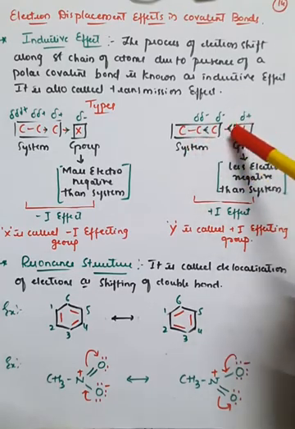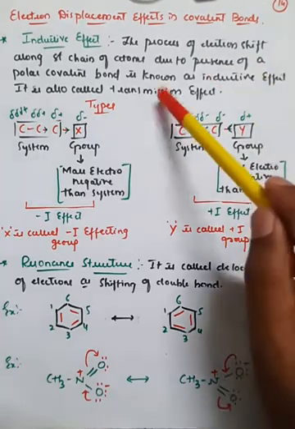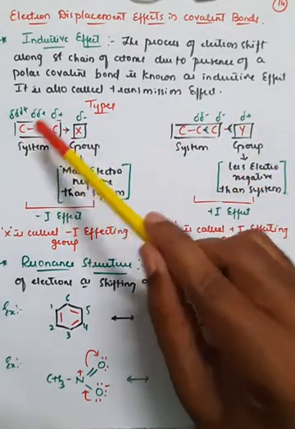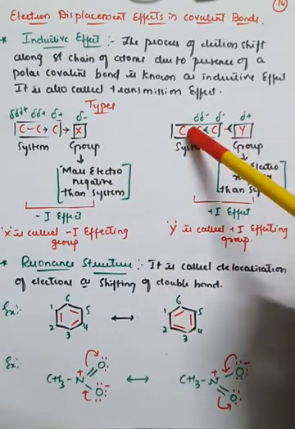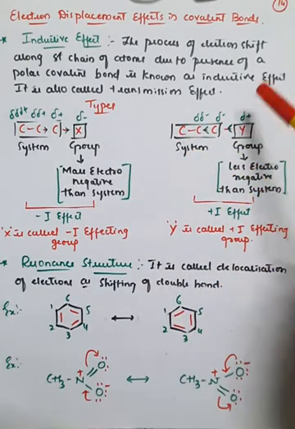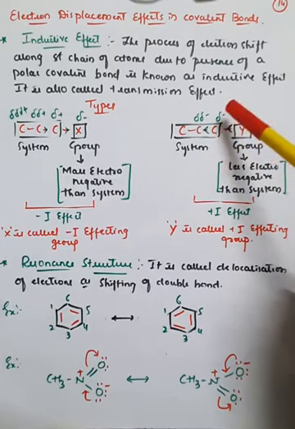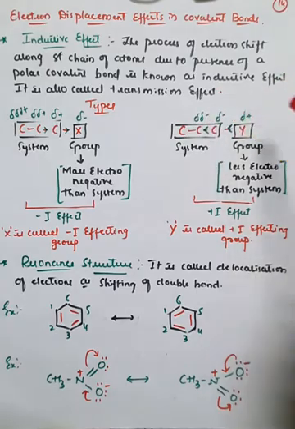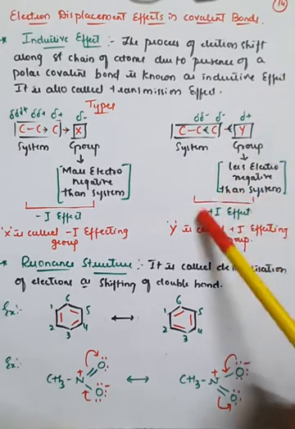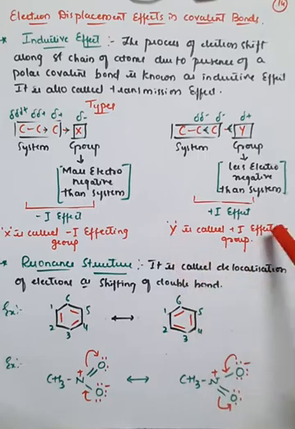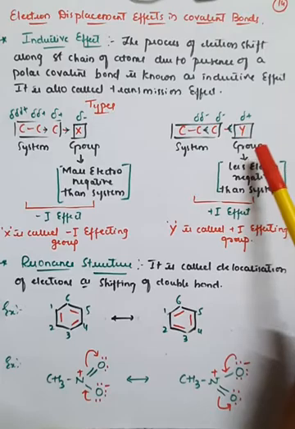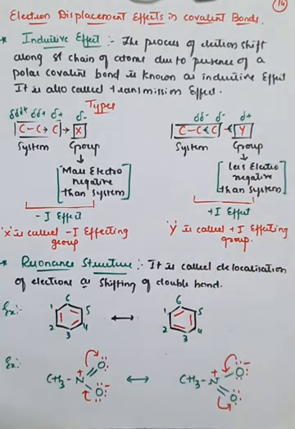You can observe the arrow mark which I have given here. This arrow mark represents the transmission, or the movement, of electrons from the group towards the system. In the first case, from system to group; in the second case, from group to system. Therefore this group acquires a positive charge and this carbon acquires a negative charge, and the next carbon acquires a double negative charge. So this type of effect is called the plus I effect, and Y, the group, is generally called the plus I affecting group, right?